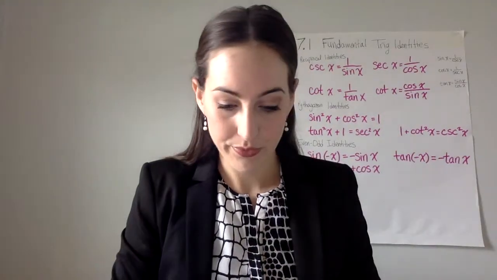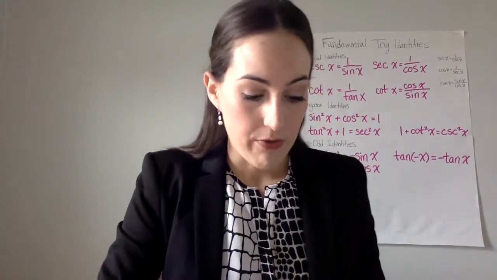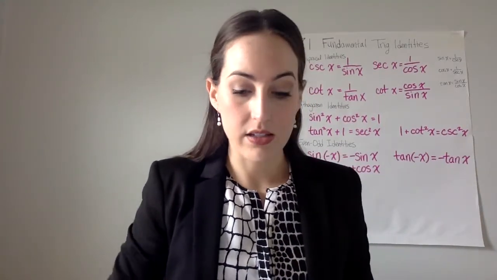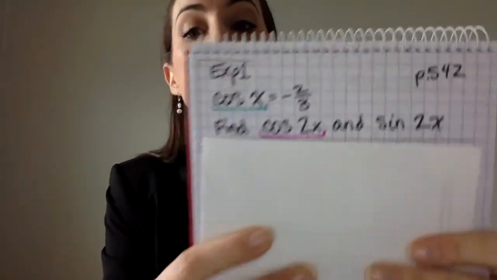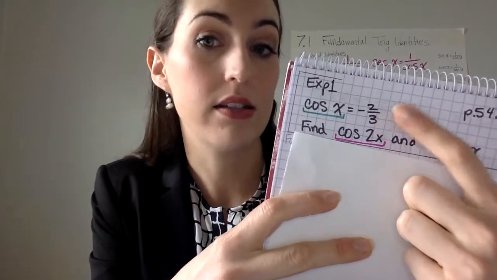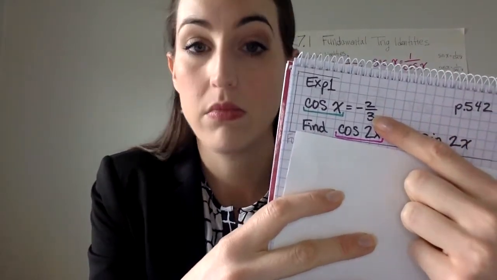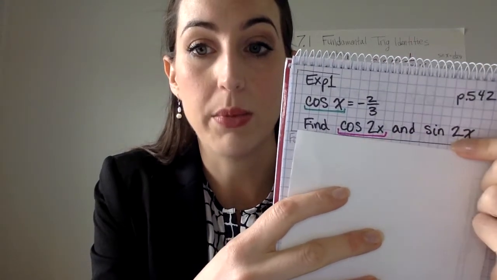Okay? So example 1 is going to be on page 542. And we are asked to find double angles, both the cosine double angle and sine double angle. So we're given, hey, cosine x is -2/3. Okay, but now find the double angle of cosine and the double angle of sine.